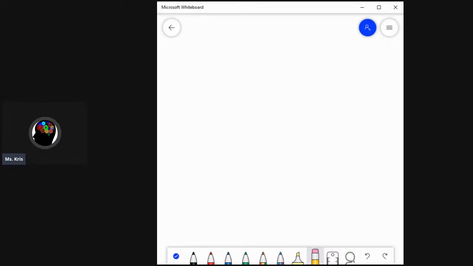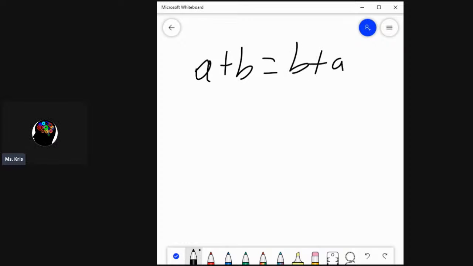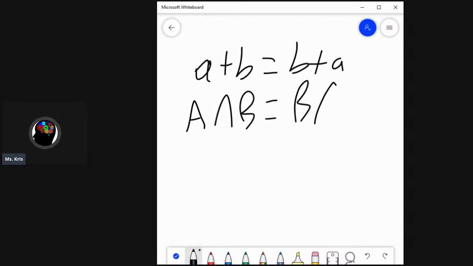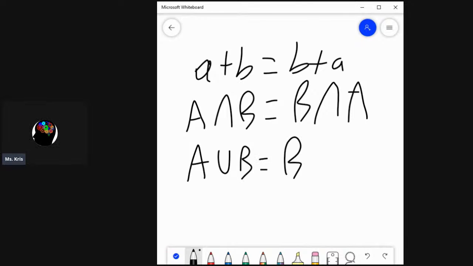So first thing we have is the commutative property. If you remember, the commutative property says A plus B is the same as B plus A. Well, the commutative property when it comes to intersections says that A intersecting B is the same as B intersecting A. Same thing with the union. A union B is the same thing as B union A. You will get the exact same answer whether you do A to B or B to A.